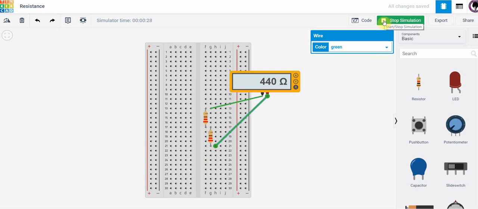So what I want you to do for this next assignment is to string three resistors together in series and put in a multimeter measuring resistance, measure it by turning on the simulator, and then take a screen capture. That's going to be your next assignment.